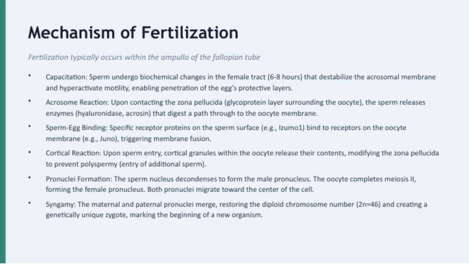Finally, the maternal and paternal pronuclei merge in a process called syngamy. This restores the diploid chromosome number of 46 and creates a genetically unique zygote, marking the very beginning of a new organism. It's important to remember that fertilization most often occurs within the ampulla of the fallopian tube, which is the ideal site for this complex, yet beautifully coordinated process.